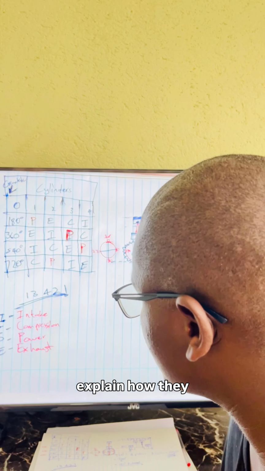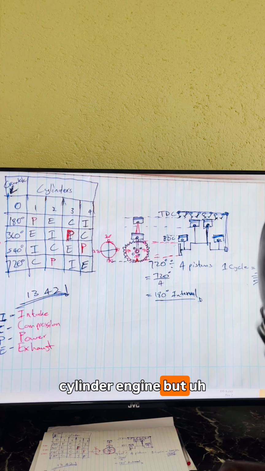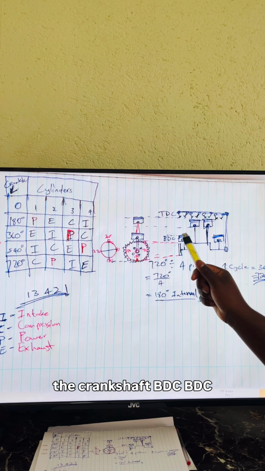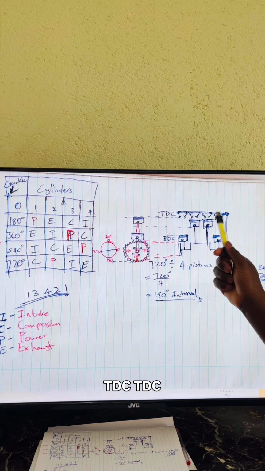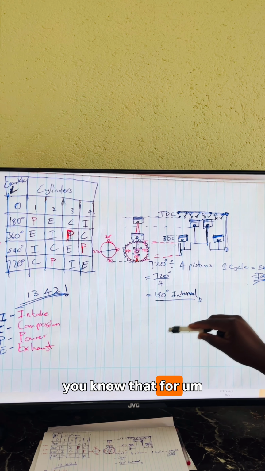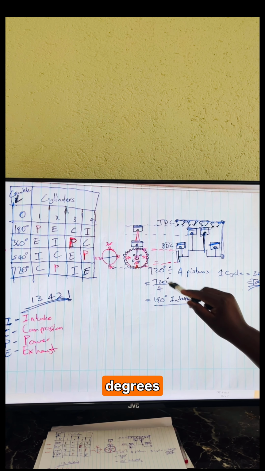In this video, I'm going to explain how they achieved the firing order 1342 on a 4-cylinder engine. But first things first, let's take a look here on the crankshaft. BDC, BDC, TDC, TDC. It's 180 degrees. And as you know, for a complete cycle, this thing is about 720 degrees.